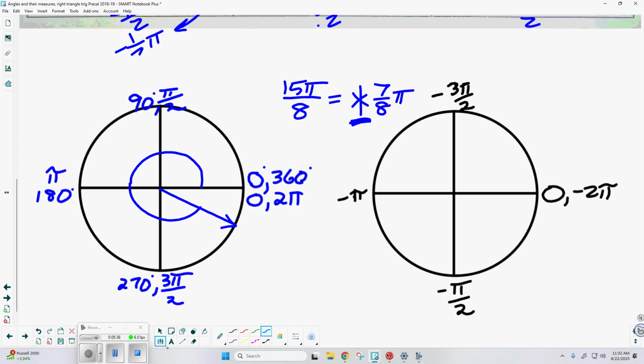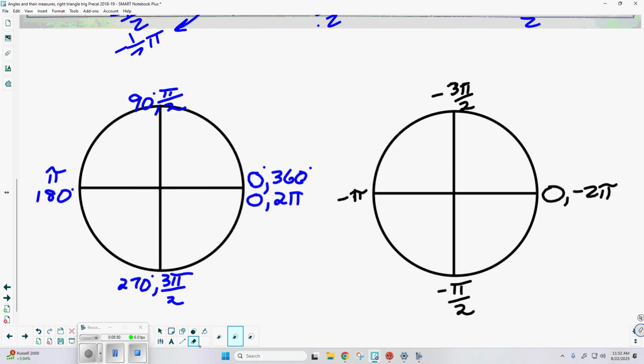Now, where it is exactly, the more we do these, you'll get more accurate. Right now, I'm really just concerned with you getting it in the right quadrant. That's what I'm wanting. Okay. All right. So let's go ahead and try another one.